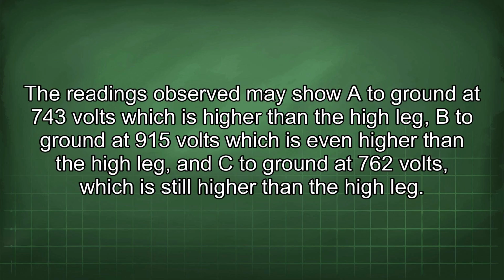The readings observed may show A to ground at 743 volts, which is higher than the high leg, B to ground at 915 volts, which is even higher than the high leg, and C to ground at 762 volts, which is still higher than the high leg.